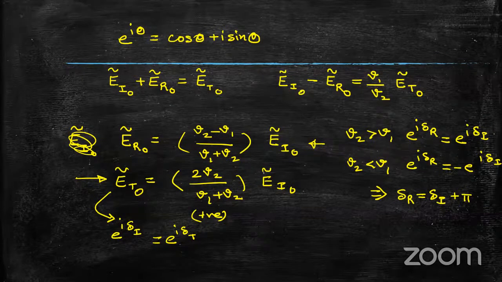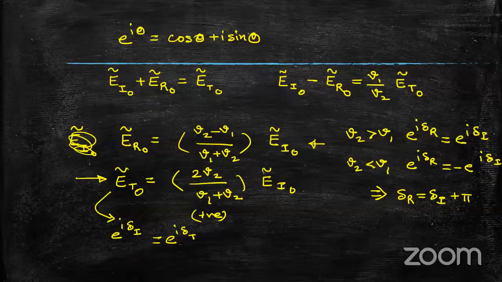That means they are out of phase if V2 is less than V1. So our first assumption that both are in the same direction remains as it is when we have V2 greater than V1. But as soon as V2 is less than V1, we get a minus sign introduced and the reflected wave is out of phase.